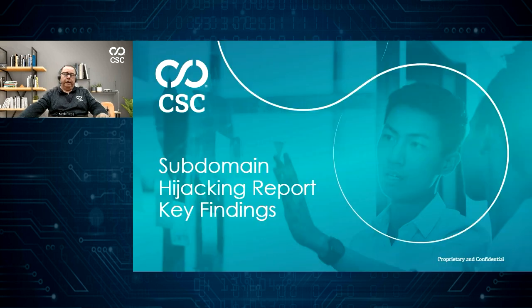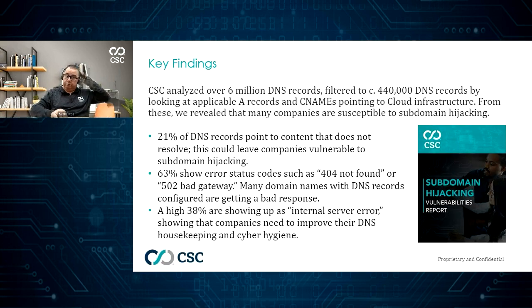So how can you learn about this? We did some analysis across our DNS records. We got over 6 million DNS records. We did apply a filter to look at where they were pointing to a third party or cloud provider. And astonishingly, 21% of the records that had a subdomain did not resolve. And that could leave companies vulnerable to subdomain hijacking. And there are different status codes in amongst that, but it's 1 in 5 not resolving. That's a scary statistic.